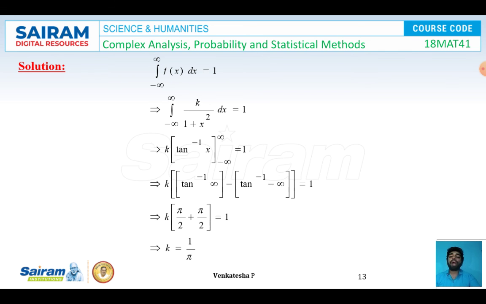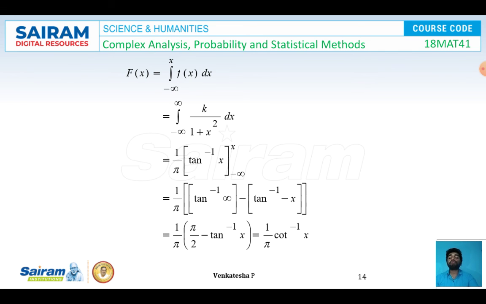Now I am going to find the value of the CDF. The formula to find the CDF is capital F(x) equal to the integration from minus infinity to x of the PDF function f(x) dx. So it will be equal to the integration from minus infinity to x of k/(1 + x^2) dx. Taking the constant k, that is 1/pi, and after integration, 1/(1 + x^2) is tan inverse x. So I got tan inverse x between the limits minus infinity to x.